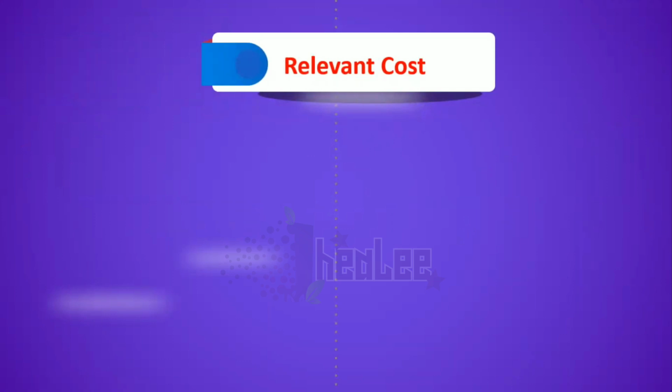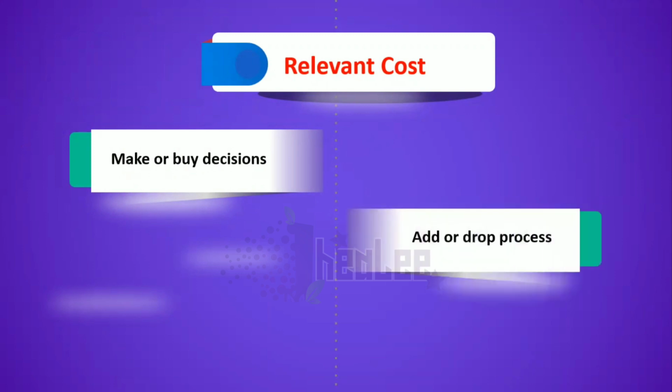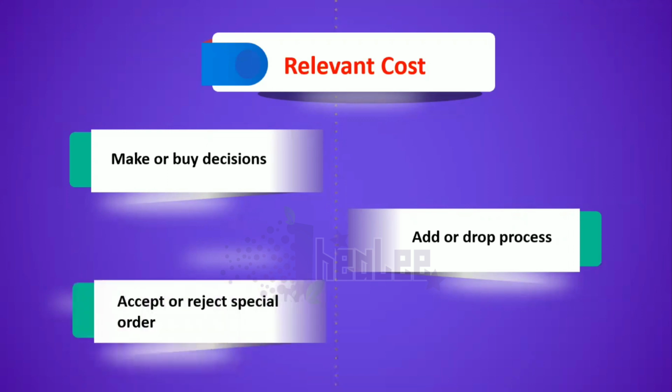These decisions may be related to making or buying products for distribution to your customers. Another is adding or dropping processes. Should the business add something to their product line, or should they get rid of something? Should they continue with a department, or should they drop a department, etc.? Another decision that you may be asked to make based on the scenario is to accept or reject a special order. So in this area, you will be required to apply some concepts in making these decisions.